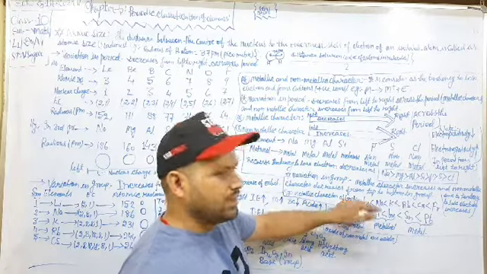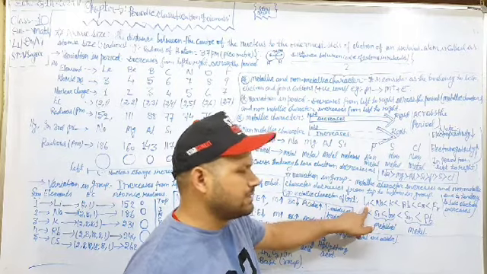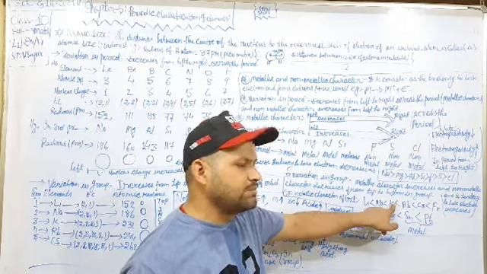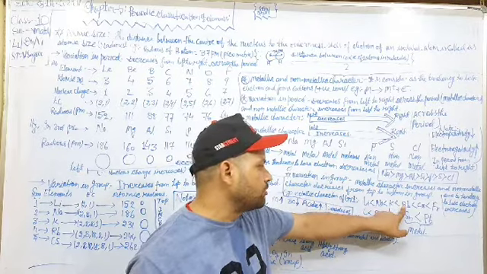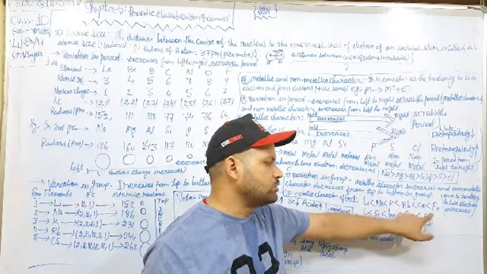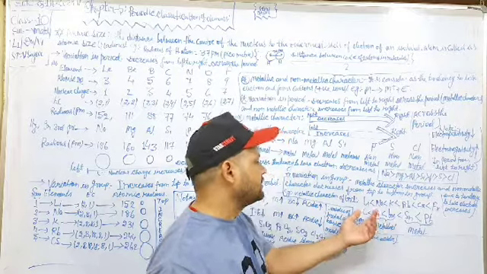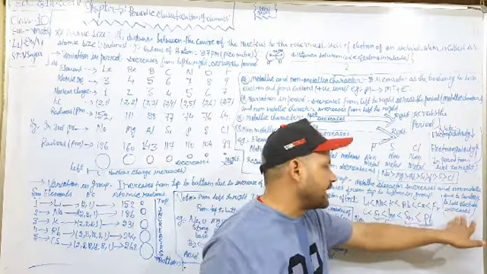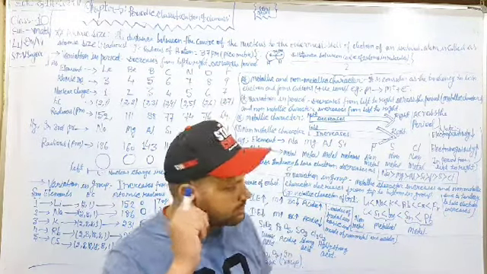As in the group from top to bottom, lithium shows less metallic properties than sodium, and sodium shows less metallic properties than potassium. Potassium shows less metallic properties than rubidium. Rubidium shows less metallic properties than cesium. Cesium shows less metallic properties than francium. Always remember this pattern. It happens because the tendency to lose the electrons increases.